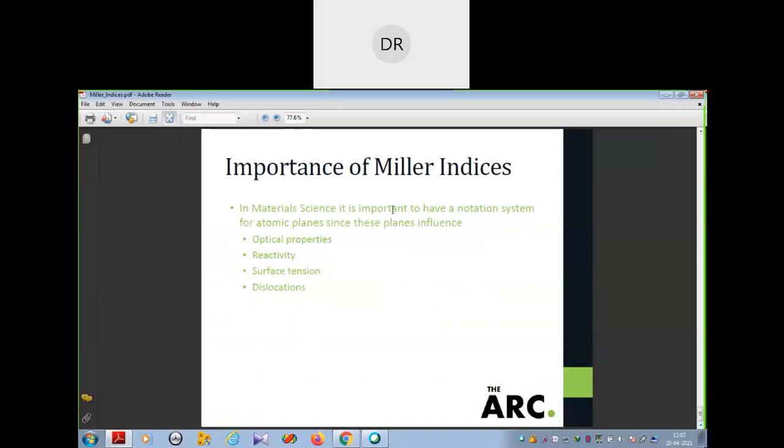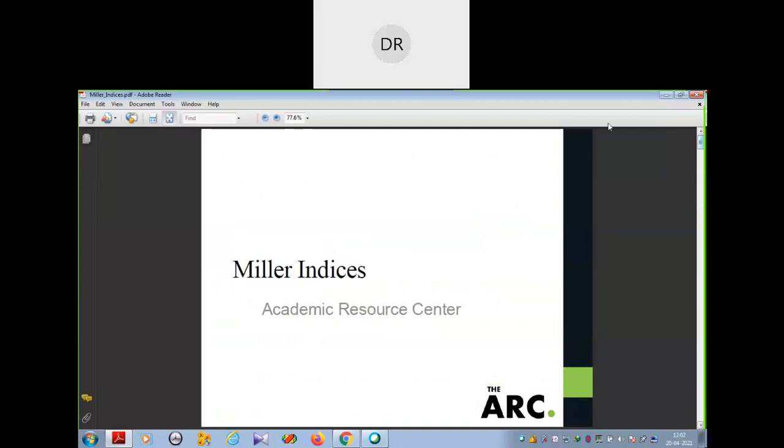So what is the importance of Miller indices? Miller indices are important for atomic planes since these planes influence optical properties, reactivity, surface tension and dislocation. So that is the importance of these Miller indices.